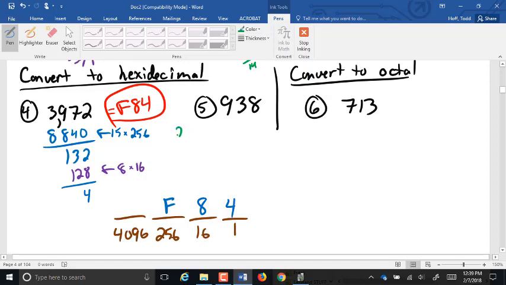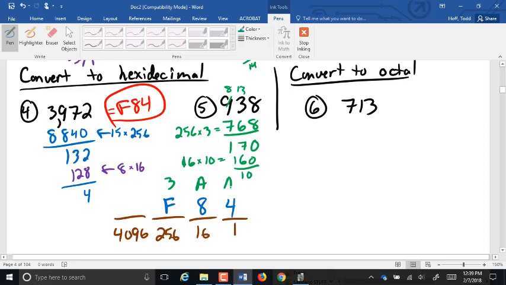Next, 938. We can get 256 out of that 3 times. 768, right? So put a 3 there. Subtract, we've got 170 left. Does that look right? How many times can we get 16 out of 170? 10 would be 160. 10, of course, is the letter A. That leaves us with 10 again. So there would be 10 ones, or another A. So 939 is 3AA in hexadecimal.